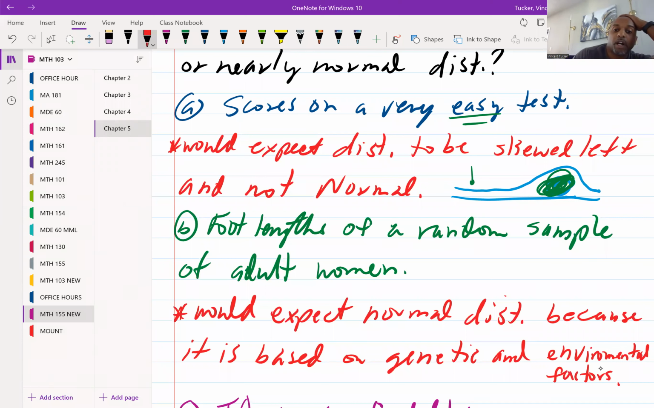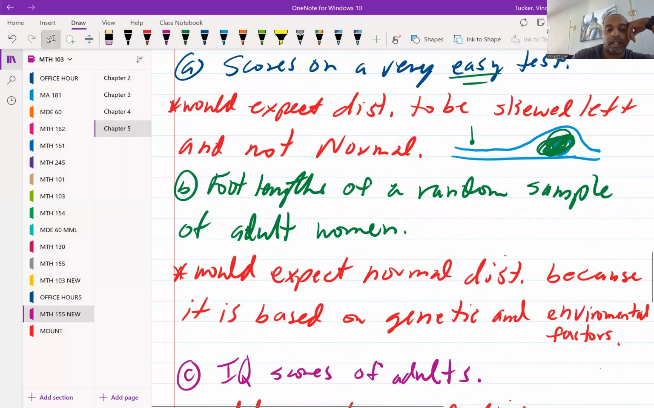We expect this to be normal distribution because it's based on genetic and environmental factors. So of course, we're talking about growth, and everything is more genetic than anything. Growth of feet.